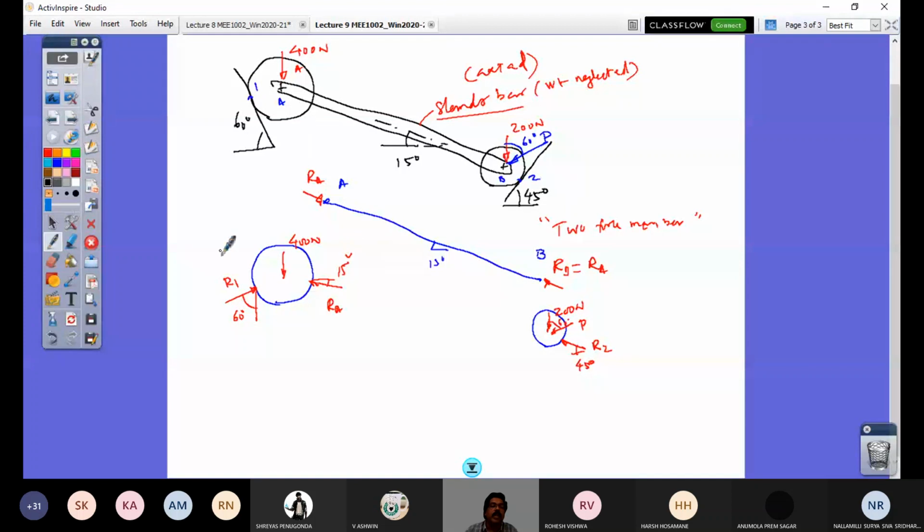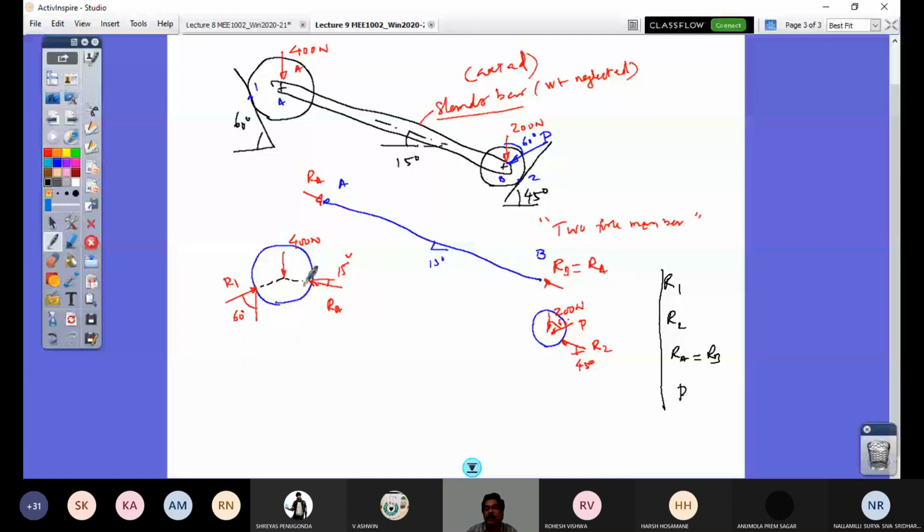So all the unknowns means what all is to be found out? The reaction R1, reaction R2, reaction RA, which would be the same as RB, and the magnitude of P. These can all be found out very simply, right? So how do I proceed? Here you see, if I look at this sphere, I have R1 and RA, two unknowns and three forces, and these are essentially a concurrent system of forces.